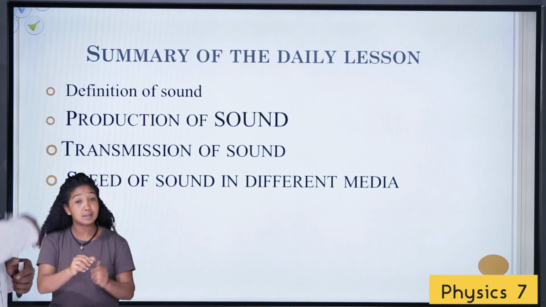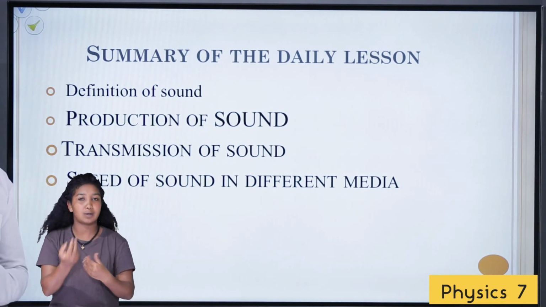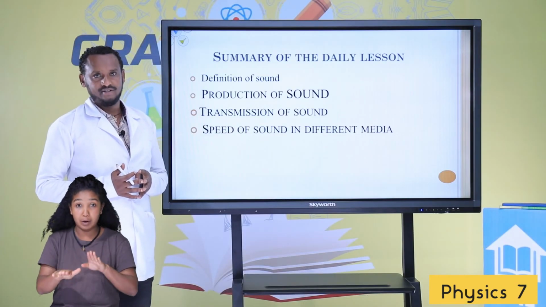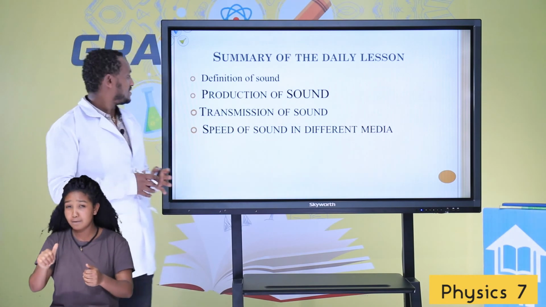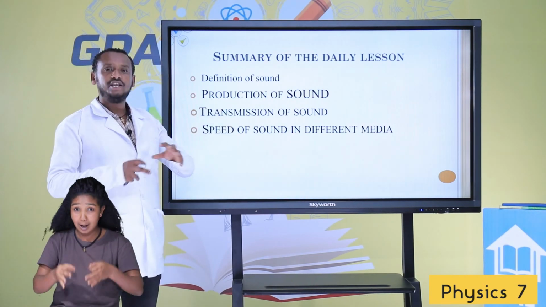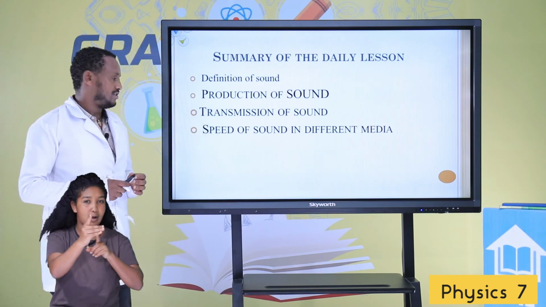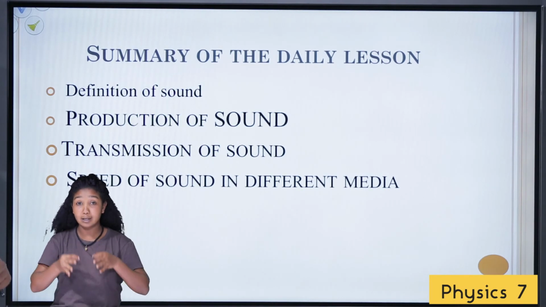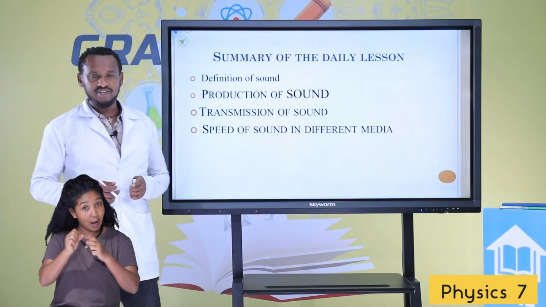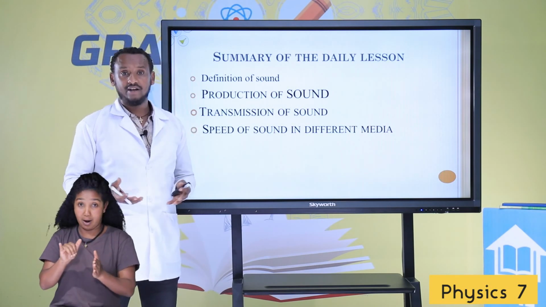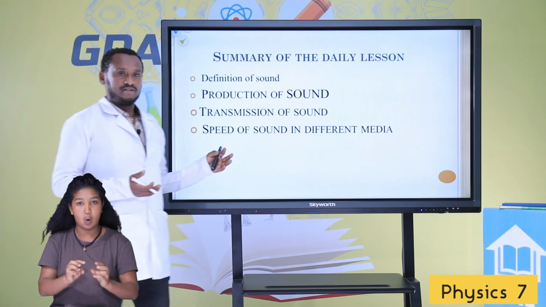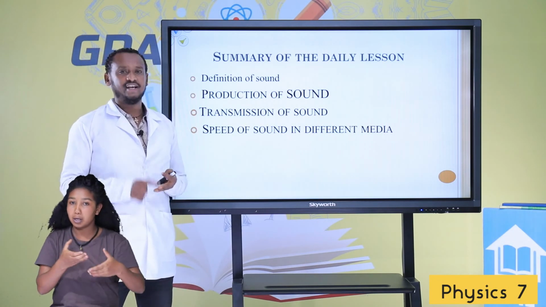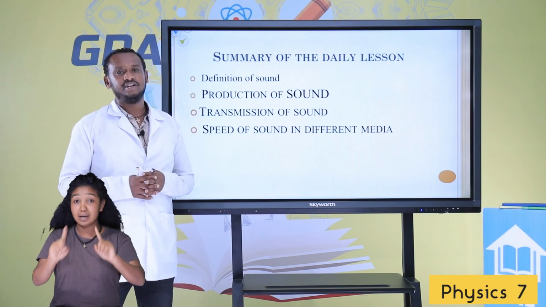And the other one is production of sound. Sound is produced by the vibration of an object. Every sound can be transmitted in all directions. And the other one is transmission of sound. Sound can be transmitted by a material or medium. Sound is transmitted in solid, liquid, and gas. But the degree is not the same.